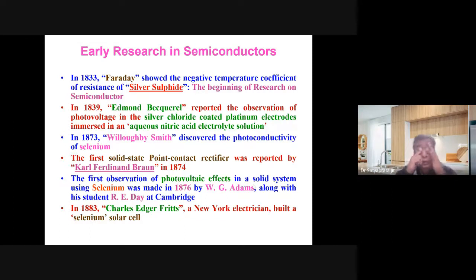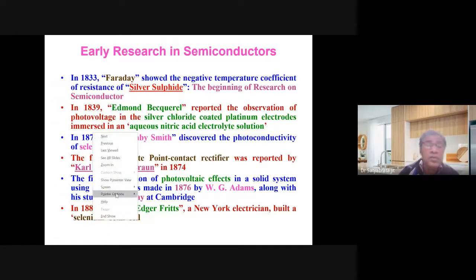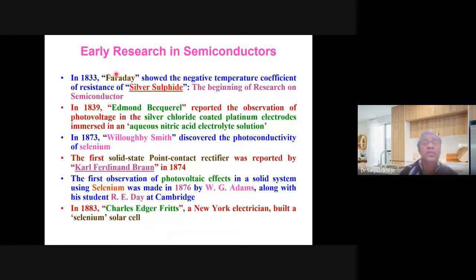Now, you can remember that the past research in so-called semiconductors started in 1833, that is by Faraday. Yeah. So that is considered the first research, although at that time there was no terminology like semiconductor. But in this case, Faraday observed the temperature fluctuation of resistance in silver sulfide. So that is considered to be the beginning of research in semiconductors.